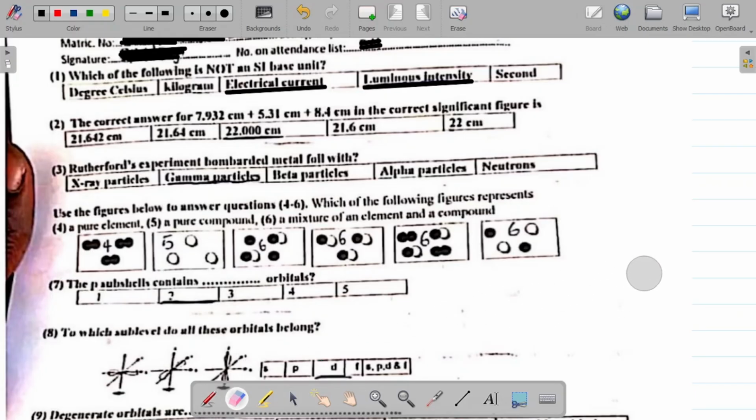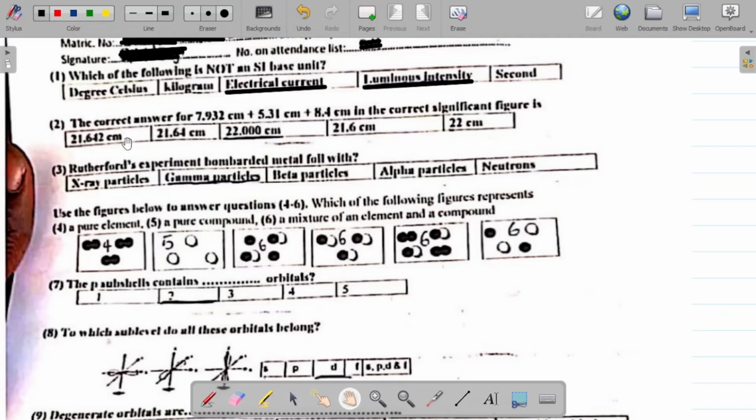So the first question has two answers: electric current and luminous intensity. Of course, for degrees Celsius, we can say either degrees Celsius or Kelvin. That's for temperature. Also, kilogram is the unit for mass, and seconds is the unit for time. So you have two answers for this question.